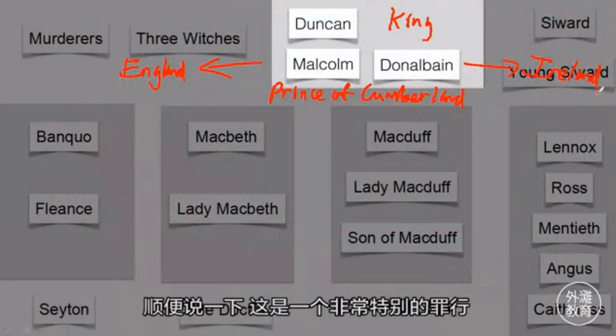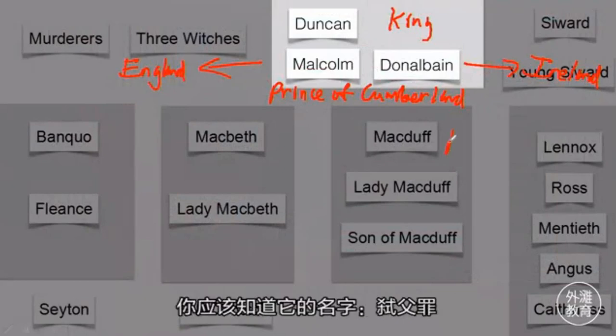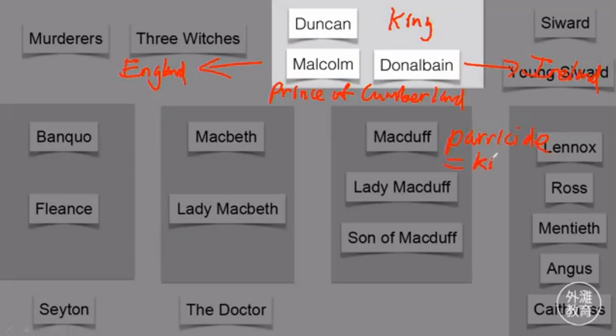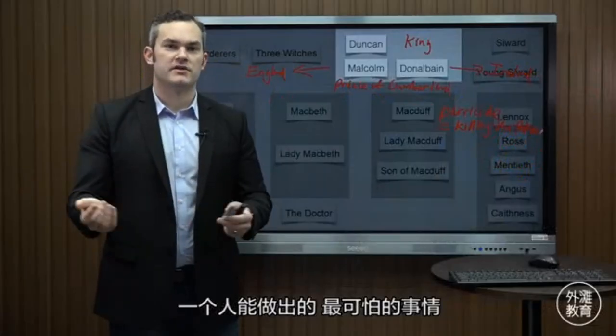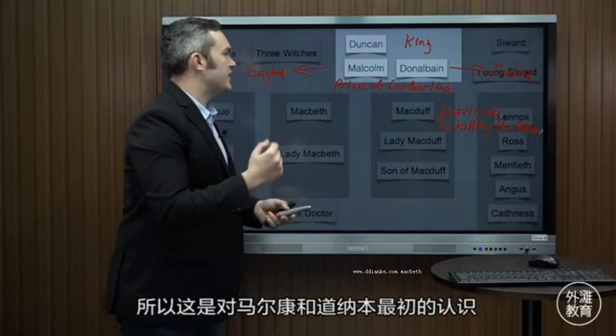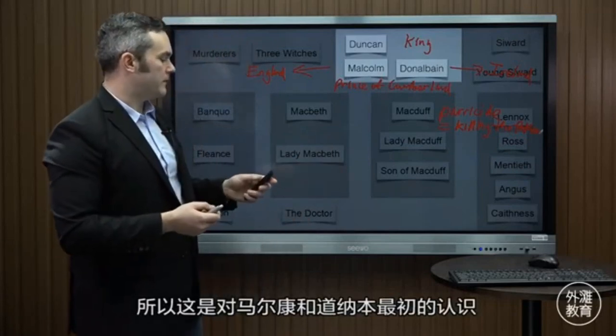And by the way, this is a very specific crime. You should know the name of it. Parricide, P-A-R-R-I-C-I-D-E, means killing the father. And of course, killing one's parents is one of the most despicable crimes that an individual can commit throughout human history. So this is the initial perception of Malcolm and Donalbain.